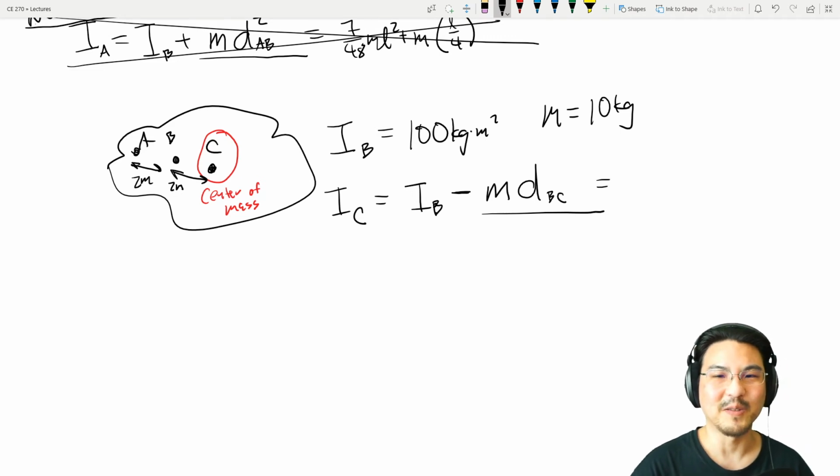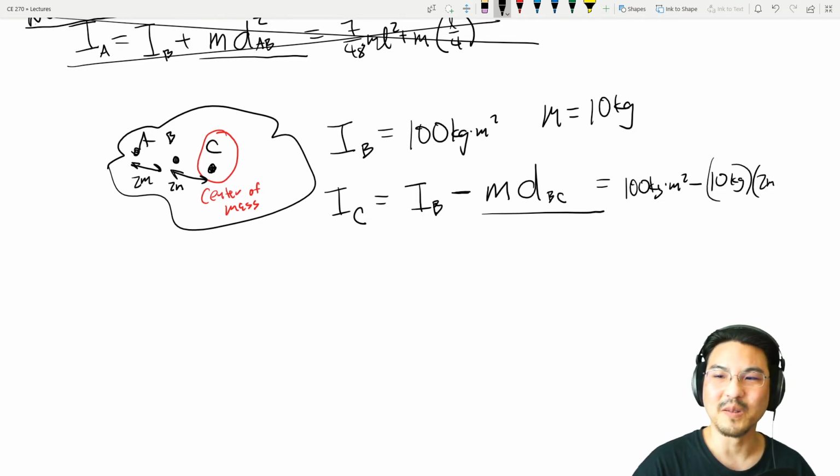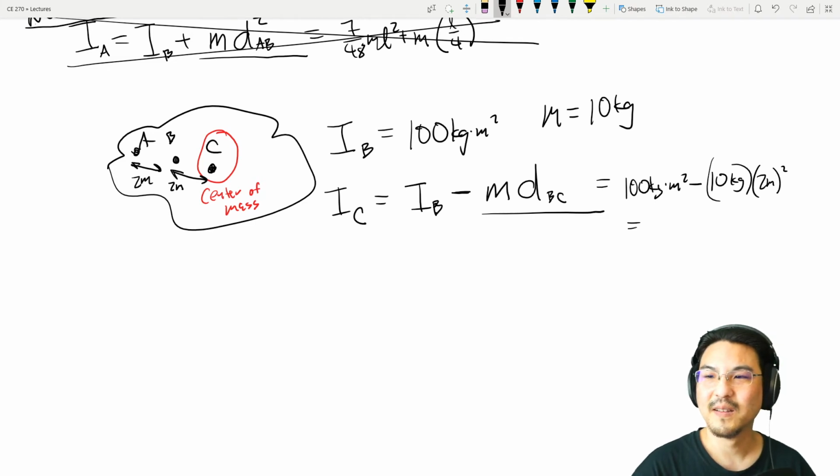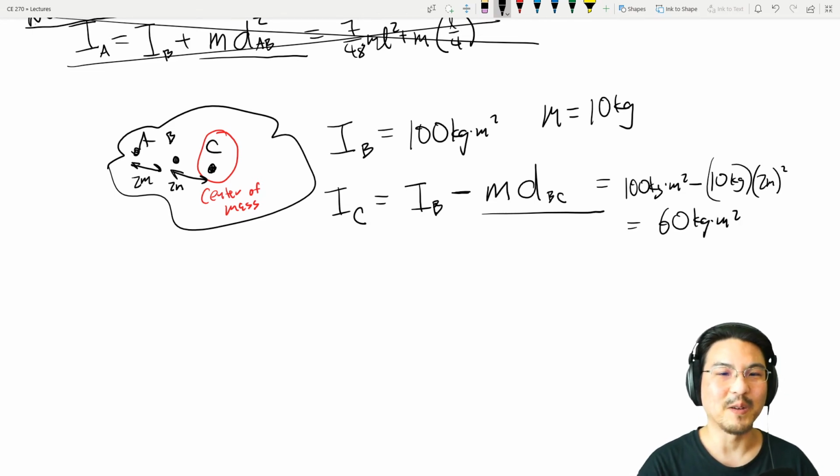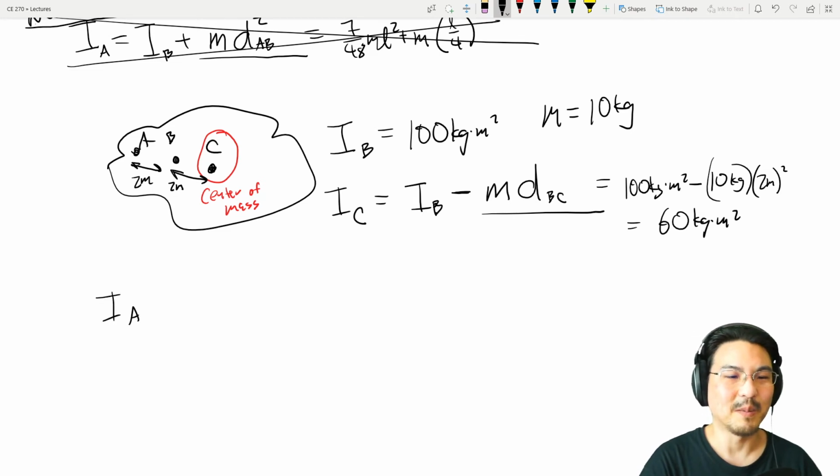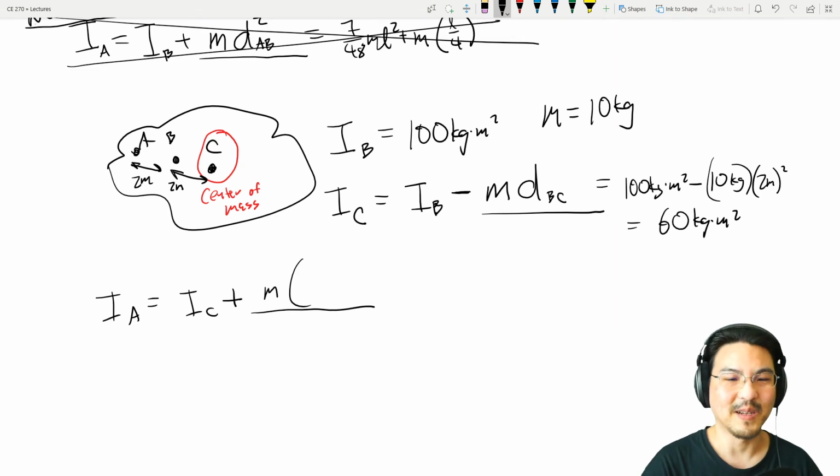Okay, so if we just use these numbers, 100 minus 10 kilograms times 2 meters squared. That's 40, so then 60. And then from here, now we can go from C to A. So about A is, again, which of these is more? A is more. So plus some amount, the mass, times the distance between these two, 4 squared.